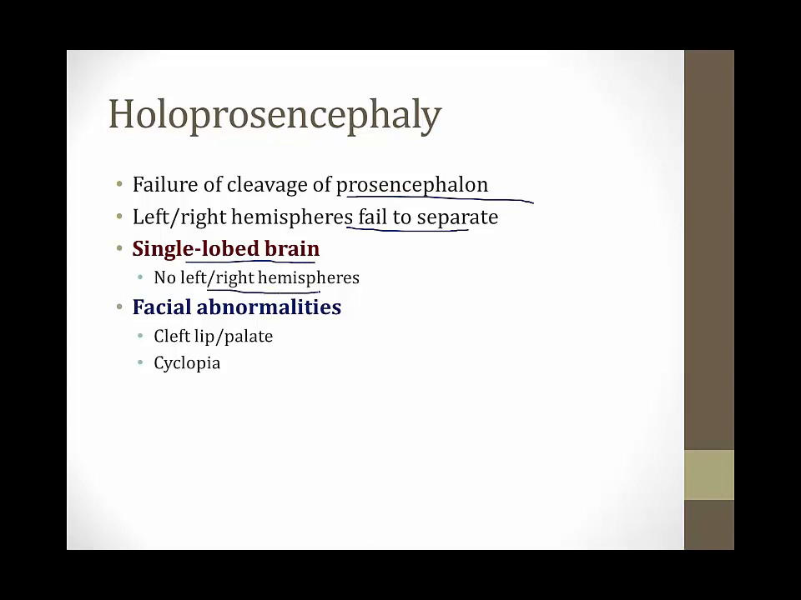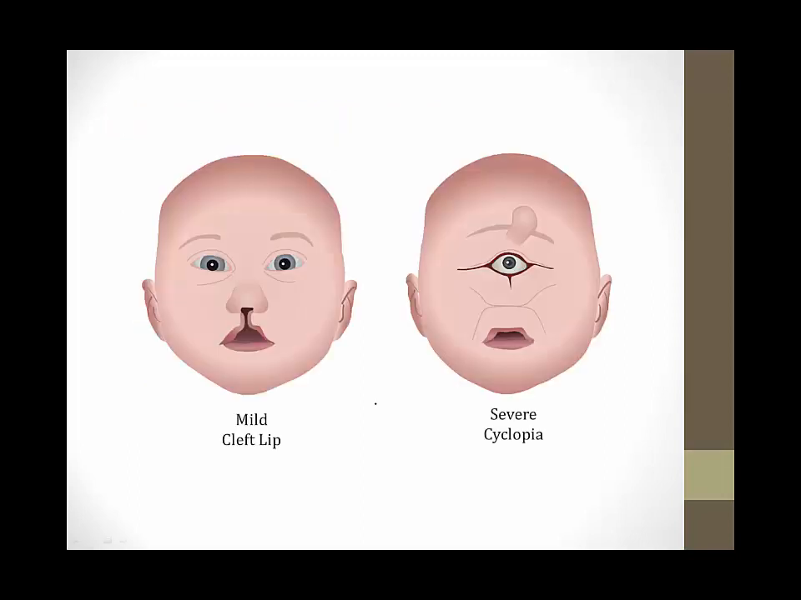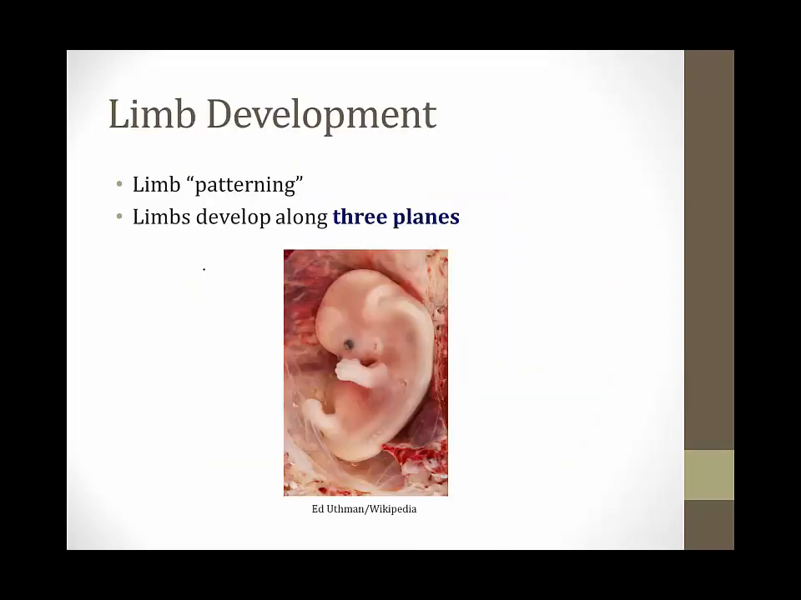In addition, because the brain does not divide in half, often the face is abnormal, so you can see facial abnormalities like cleft lip and palate, and even cyclopia, which means the presence of a single eye. In this picture, I've shown a mild case of holoprosencephaly on the left, where the child just has a cleft lip. On the right side, I've shown a severe case where the child has a single eye. That's called cyclopia. So that's the central nervous system role for the Sonic Hedgehog gene.